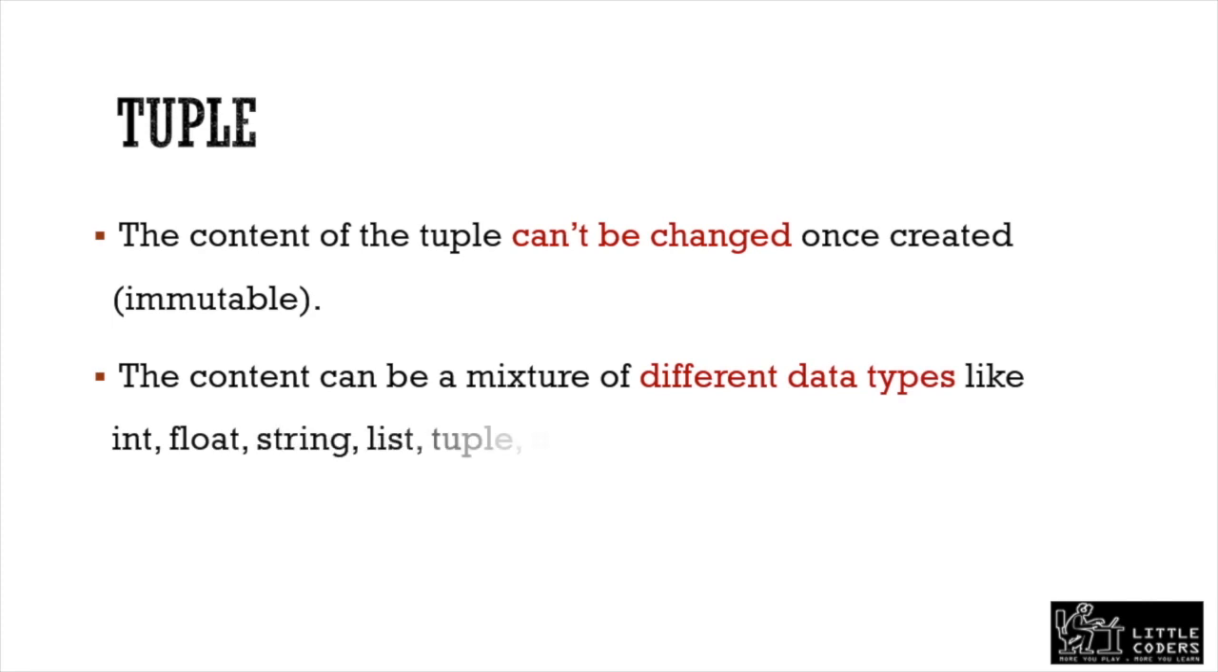It is immutable. Suppose some confidential information is created and it should not be changed by others. That can be defined as a tuple, so that once it is created, it cannot be changed. As in the list, the contents can be a mixture of different data types like integer, float, string, list, tuple, or dictionary.